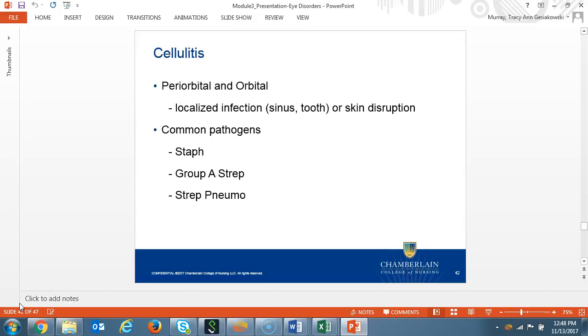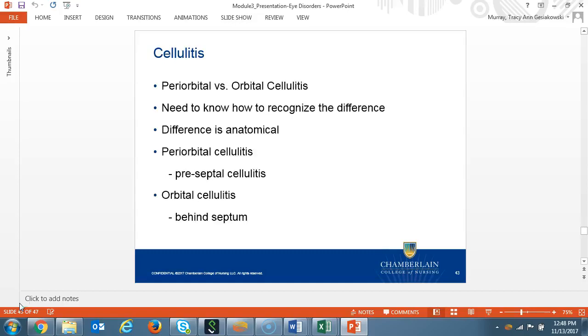Common pathogens include staph, group A strep, and strep pneumonia. The clinical difference between these two is based on anatomy and its location to the septum. Periorbital cellulitis is also called preseptal cellulitis because the septum separates the infection that is more anterior to going posterior. In other words, it's before the septum. In orbital cellulitis, the infection gets past the septum or comes from behind the septum. Now, there is a clinical difference between the two.